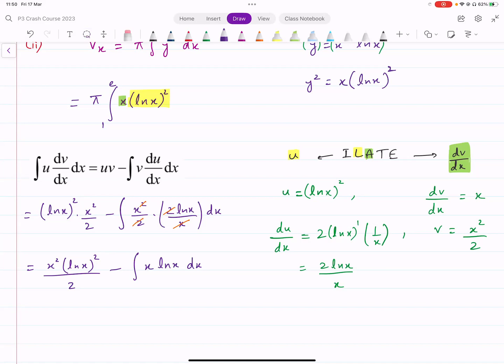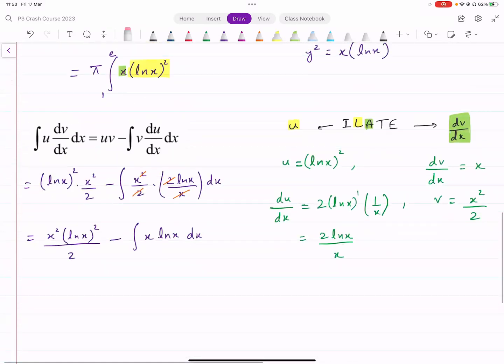If it's simpler, then you're going in the right direction. Earlier we had x into ln x whole squared. Now we have x into ln x only. So it's simpler than before. So that's okay. We would have to apply integration by parts once more here.